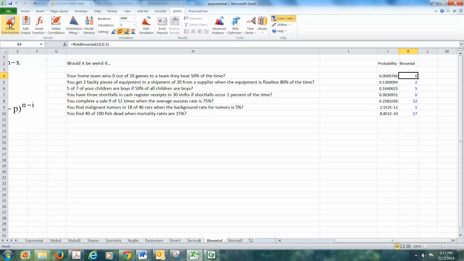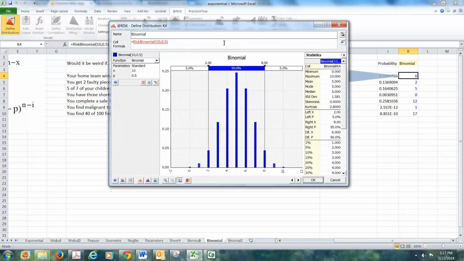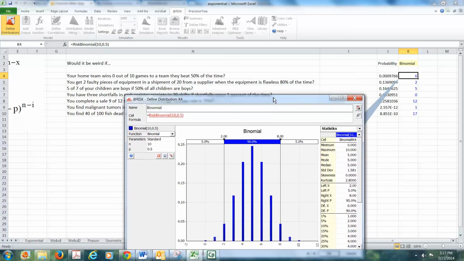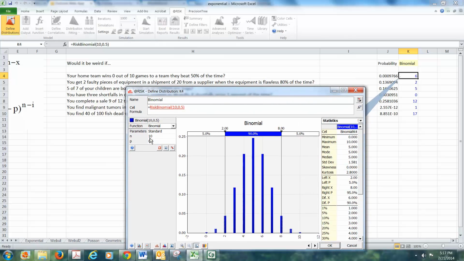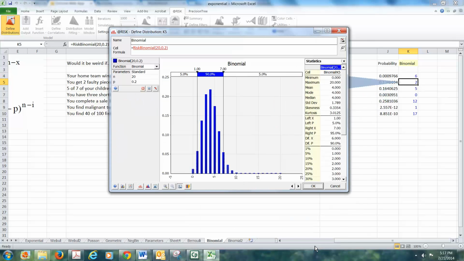What I would like you to see here is the variability in the world. If you have a 50% chance of beating a team, this is a picture of all the possible outcomes, and our outcome was this one. It's possible, could happen, we were just so unlucky and it happened, or we are no longer the team that we thought we were. Let's take a look at those faulty pieces of equipment.